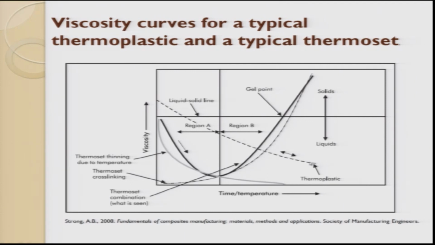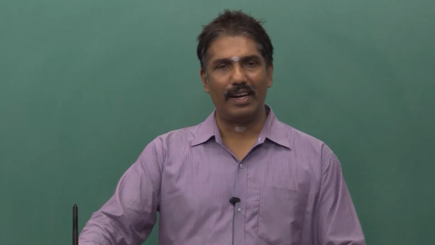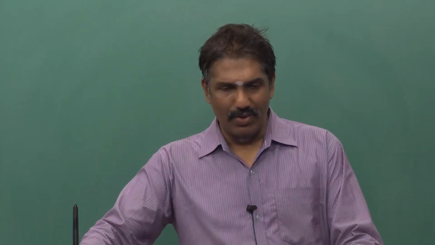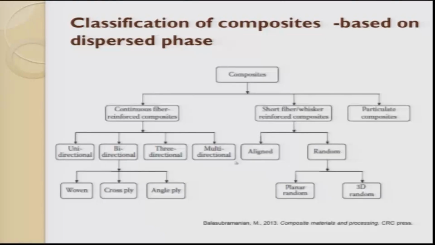With this, I am coming to an end for matrices. So matrices, we have discussed different kinds. Then we discussed the properties, then examples, and then we have also discussed the influence of cross-linking and linking, and then the viscosity parameter. So now let us get into the next part of composite, which is the reinforcing phase.